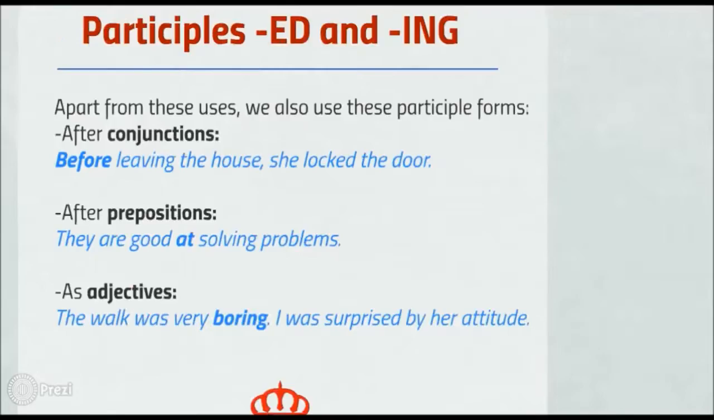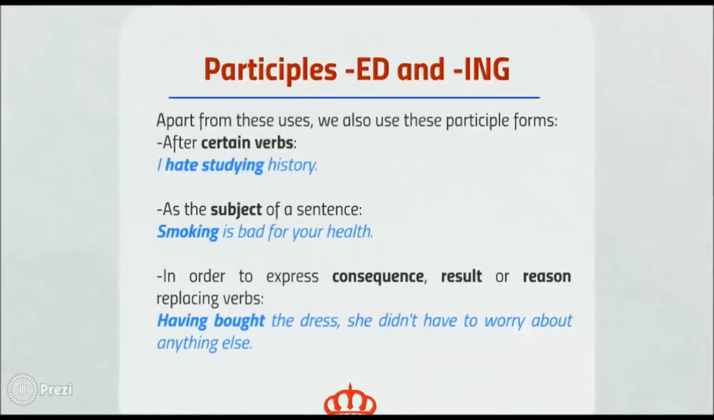Apart from these uses, we also use these participle forms after certain verbs, for example, I hate studying history, and as the subject of a sentence: smoking is bad for your health. In order to express consequence, result, or reason replacing verbs, as for example, having bought the dress, she didn't have to worry about anything else.